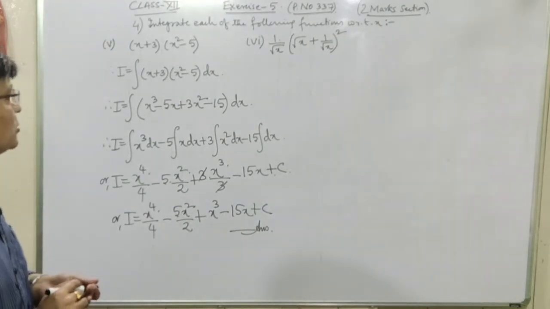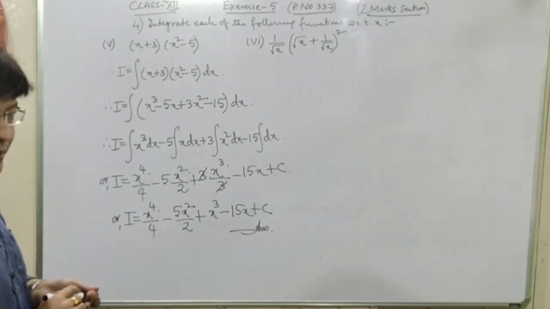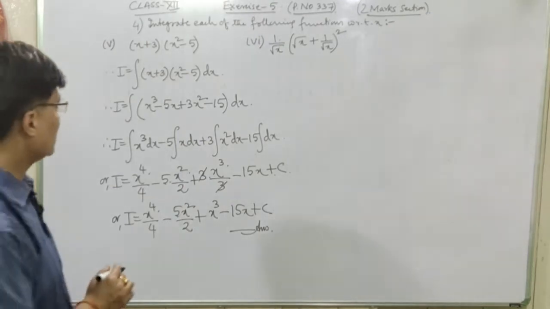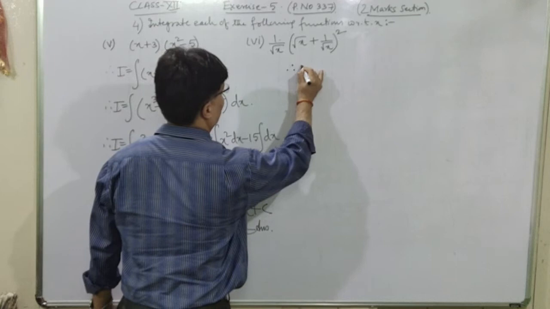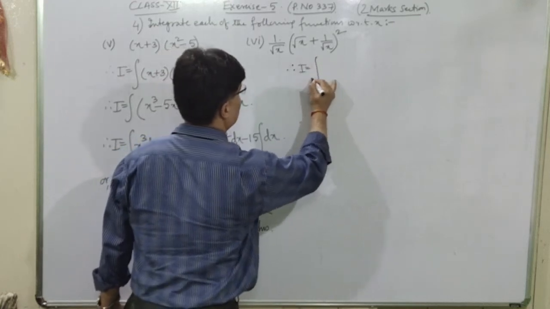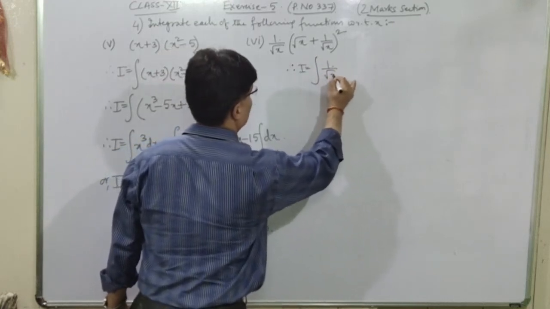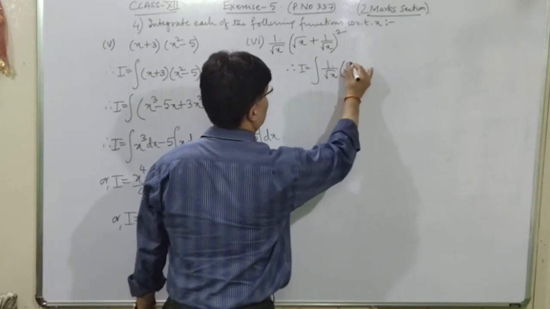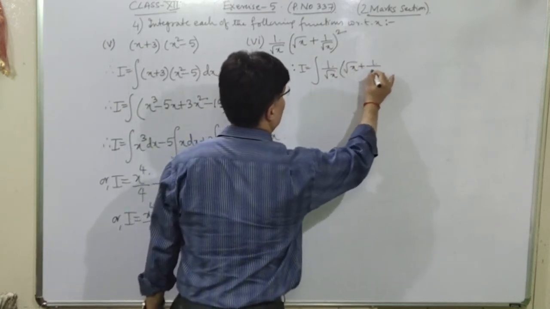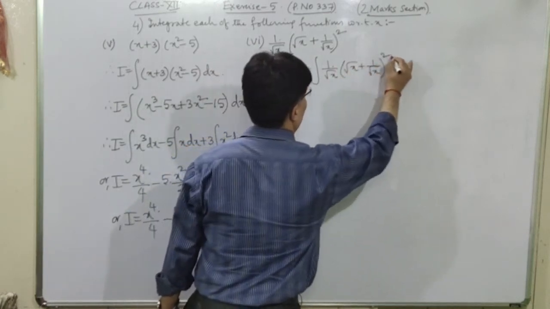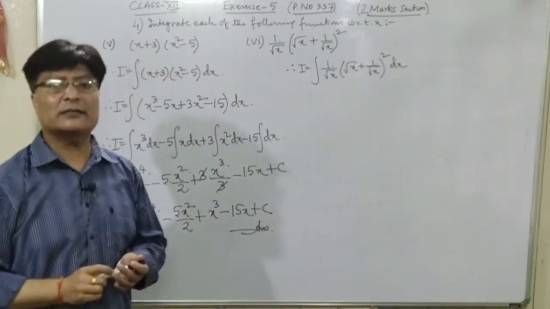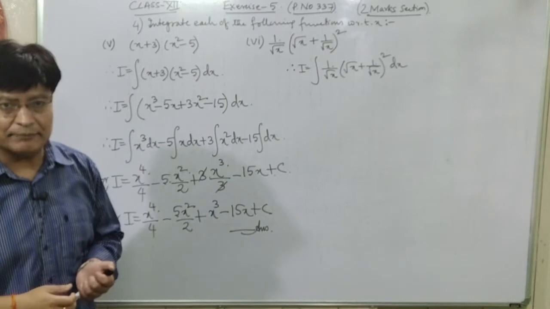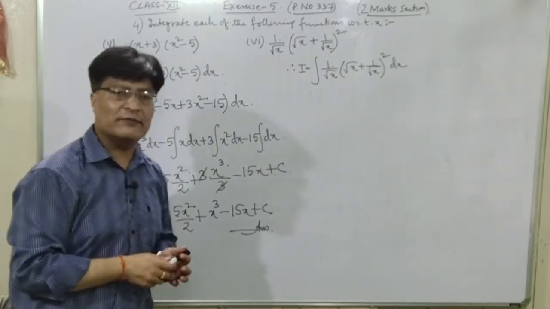Okay, so let's do this question number 6 now. So you can copy it. Now let's do question number 6. So therefore I is equal to integration of 1 by root x and within bracket root over x plus 1 upon root over x whole square dx. So here also you cannot integrate it directly. You have to simplify this given function.